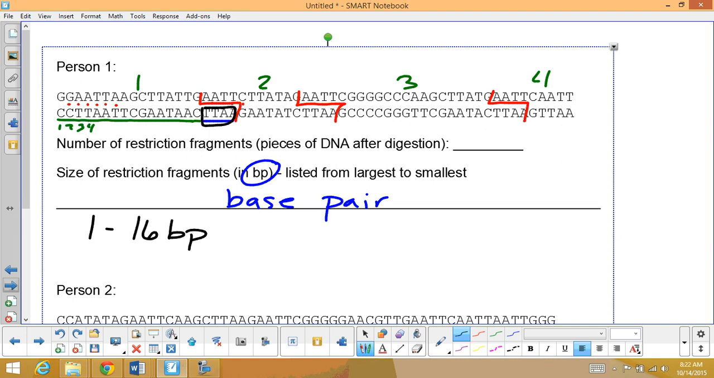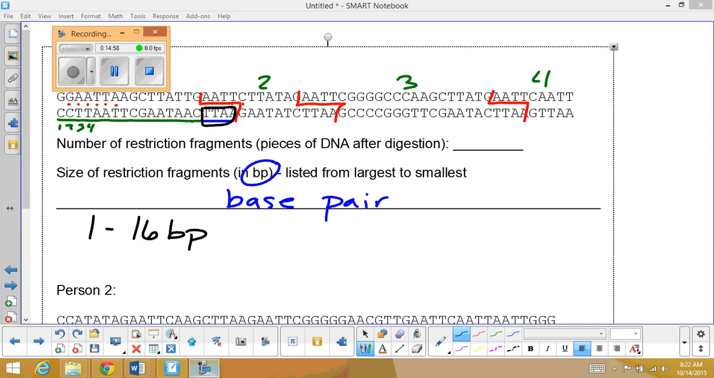Now I need you guys right now to go through segment 2, segment 3, and segment 4, or fragment 2, 3, and 4. Count how many base pairs you have, and write them where I have the number 1. And I'll stop this recording so you guys can catch up as well.